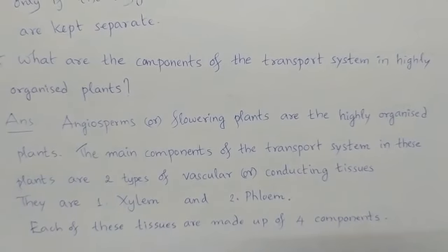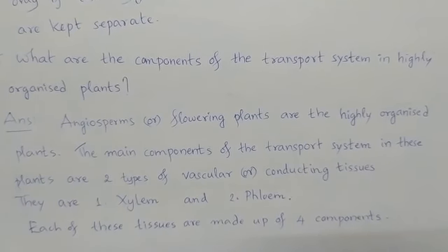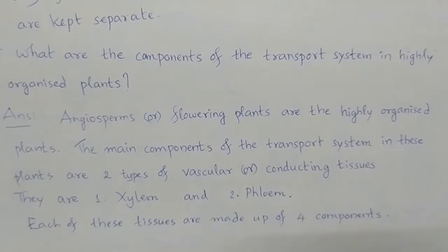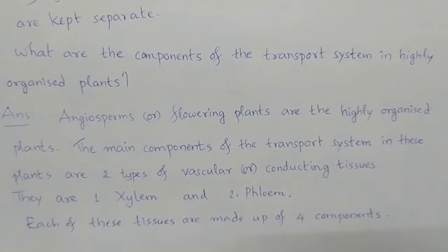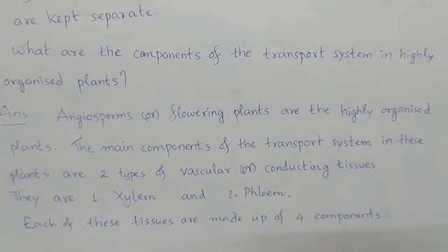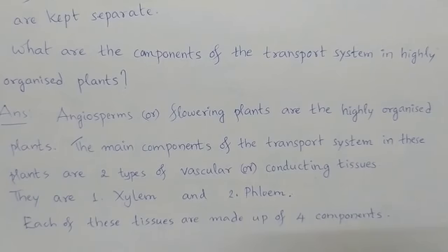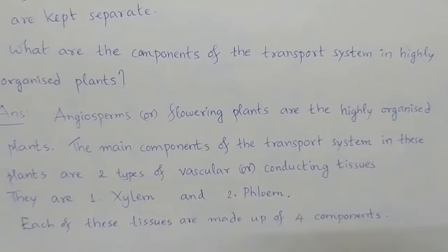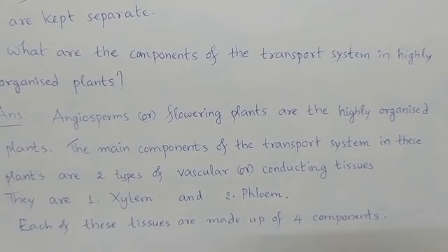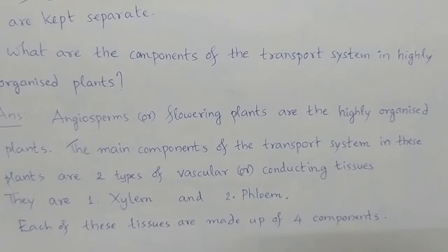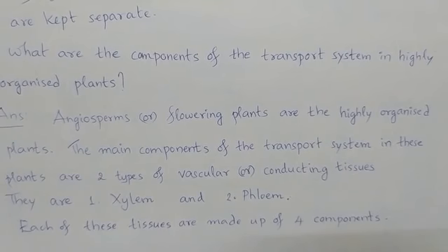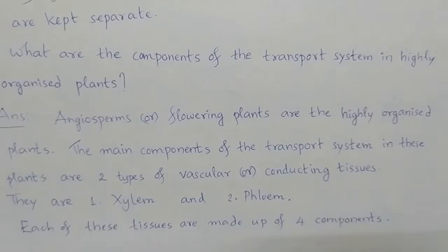Next question. What are the components of transport system in highly organized plants? Angiosperms, or the flowering plants, are the highly organized plants in the plant kingdom. The main components of the transport system in these plants are two types of vascular or conducting tissues. They are xylem and phloem.